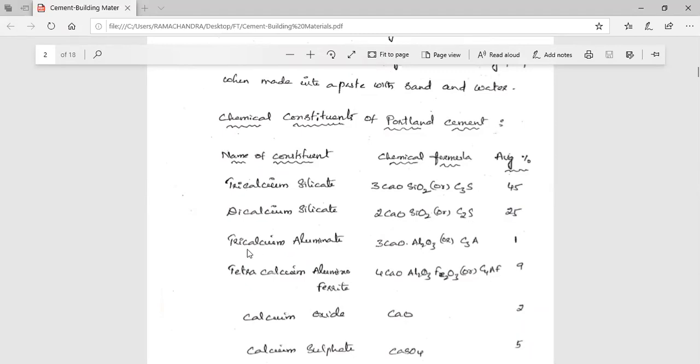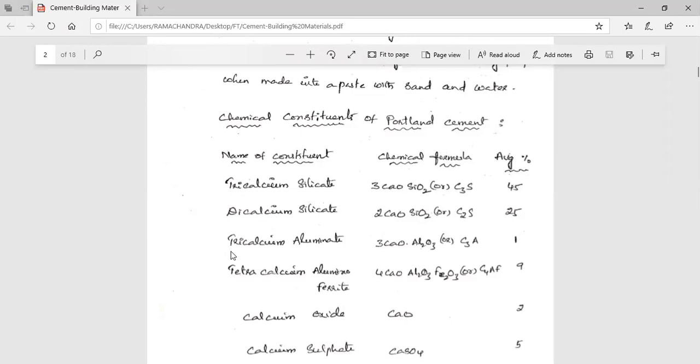Next one, tricalcium aluminate. Its formula is 3CaO.Al2O3, which is expressed as C3A. This calcium aluminate is present at only 1% in the Portland cement.